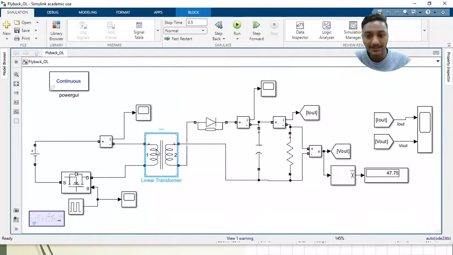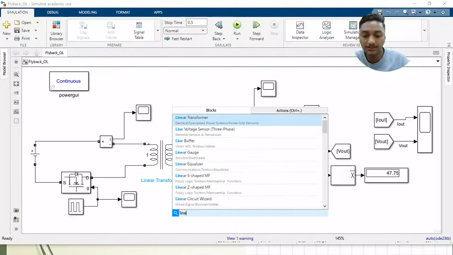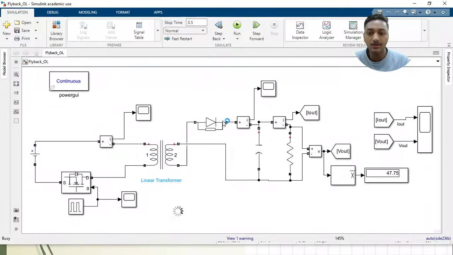You can see that this is the linear transformer. If you just search for a linear transformer, you will get it. Now, what things do we need to do while doing that? I have taken the linear transformer, so its polarity is already defined. It is plus, it is plus. I told you that for our flyback converter, plus should be at the bottom side.